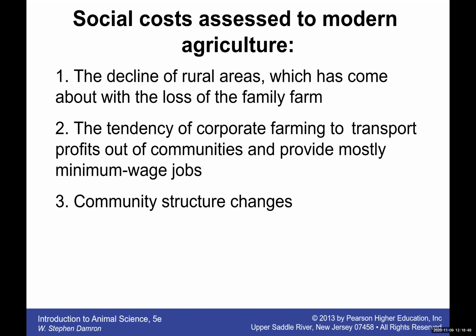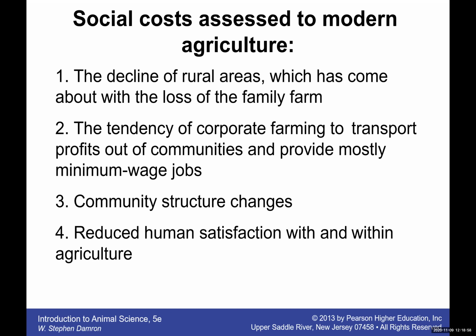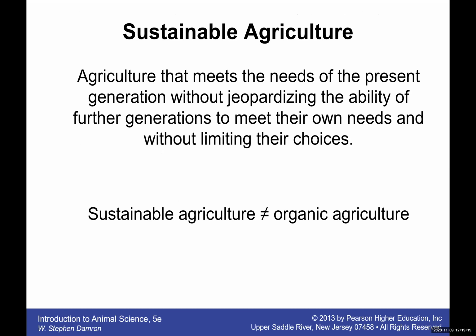The community structure itself will change as the farming operations change, and that's associated with all of these concepts of lifestyle. And then oftentimes what we see and discuss, especially at Berea, is the reduced human satisfaction with agriculture in general because of some of the practices that can occur and some of the negative effects that it has on both the product as well as the communities.